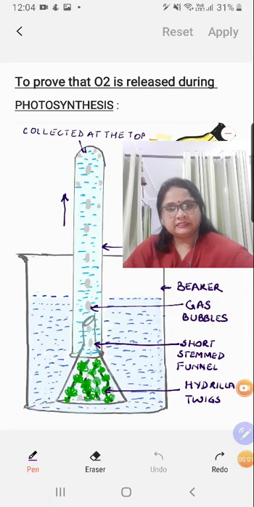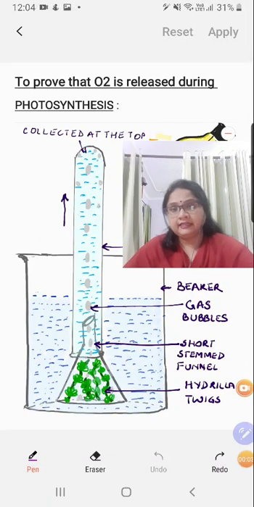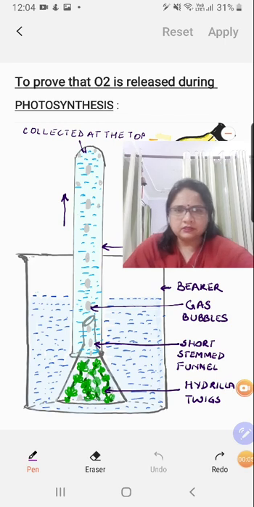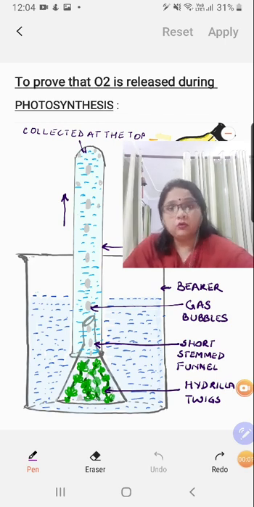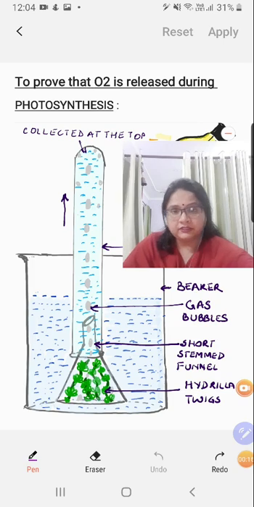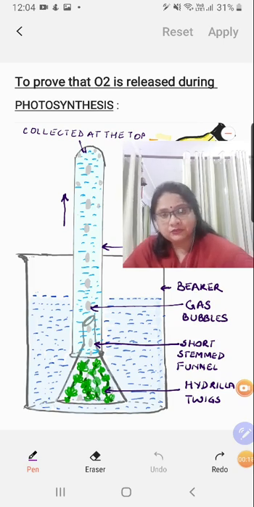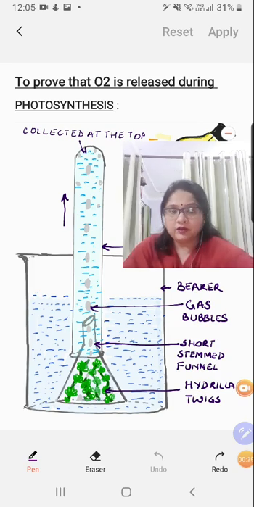Welcome back, students. Now you can see that the next experiment is to prove that O2, oxygen, is released during photosynthesis. Right, children, I know you are seeing a big diagram, and we tend to do this practical when you come to class 11th, if it is possible, if I could arrange for hydrilla. But as of now, you just have to adjust with this diagram only.